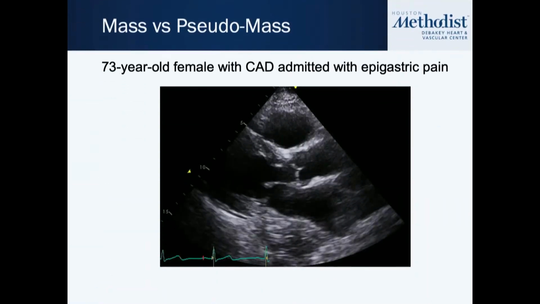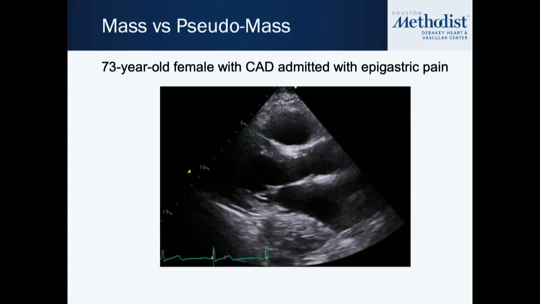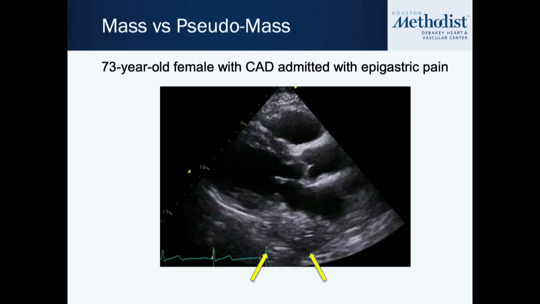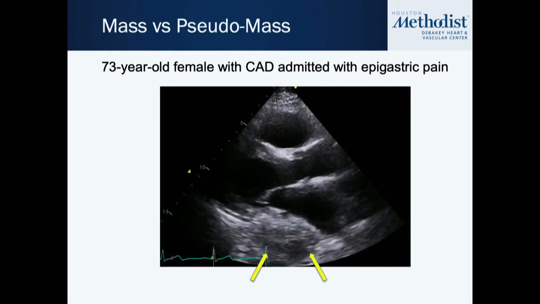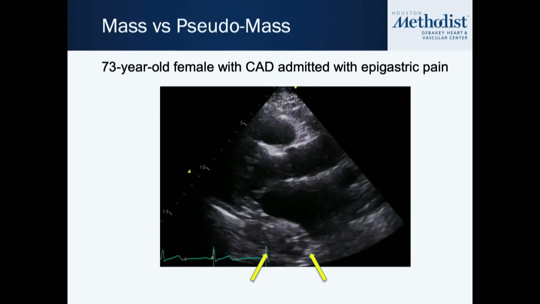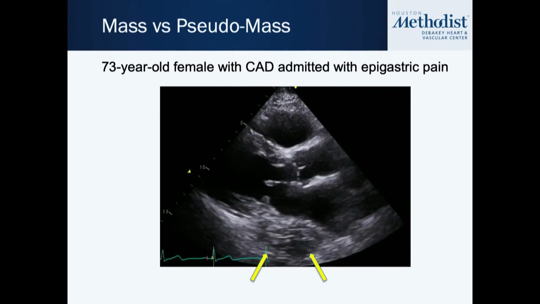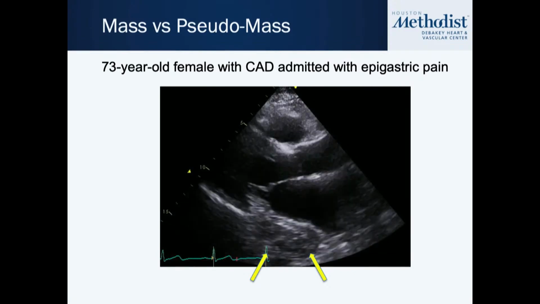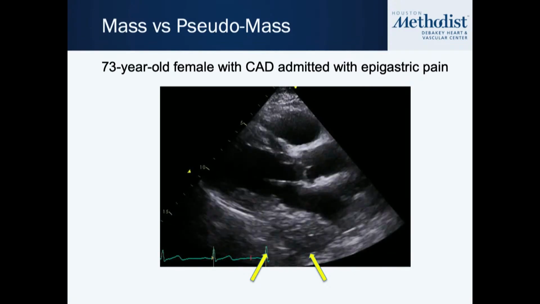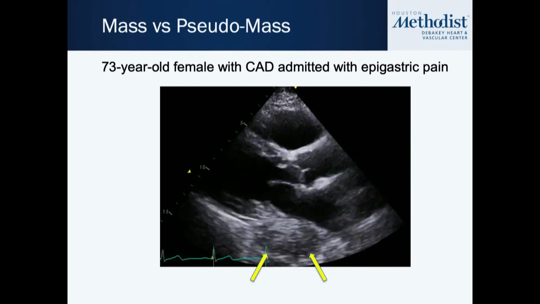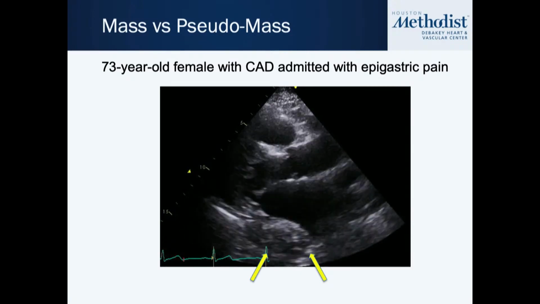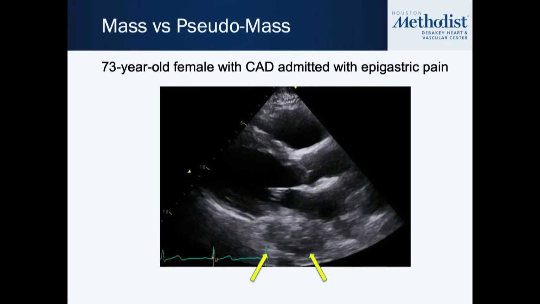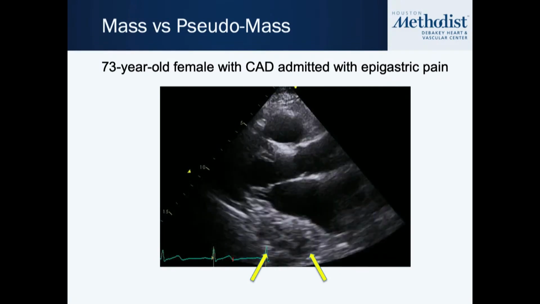Another mass is seen here in a 73-year-old female admitted with epigastric pain. You can see there's something lying behind the left atrium. Whenever you see something like this on echo, you have to think of two main differential diagnoses. One is pretty serious and one is less so. This could be either an aneurysm of the descending aorta, which usually goes behind the left atrium in the thorax, or a hiatal hernia. These are usually the two main ones.